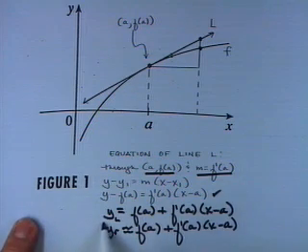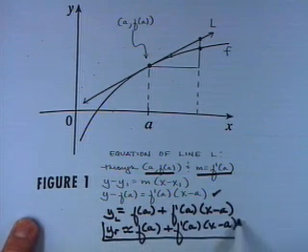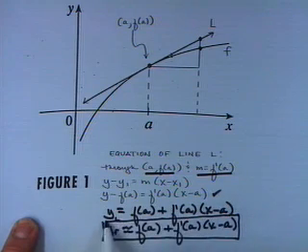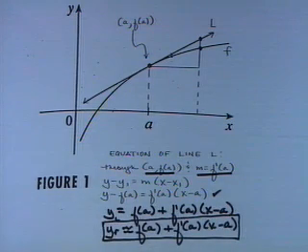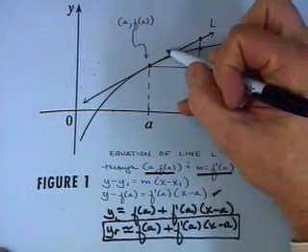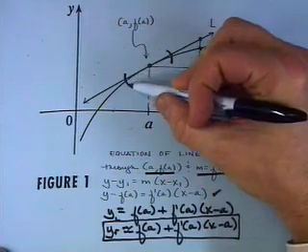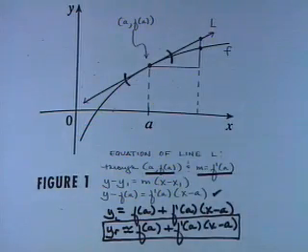So this is what we want. The y value on the function can be approximated by f at A plus f prime at A times the quantity x minus A. So we want to do that somewhere in this general vicinity. We want to be reasonably close to A.